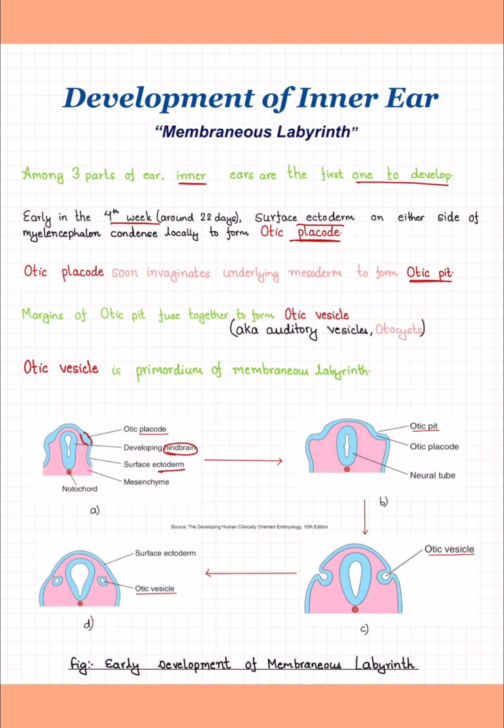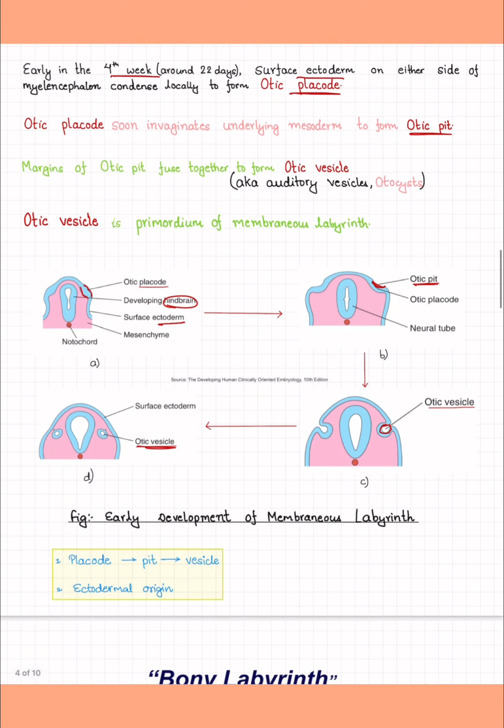This is the otic pit. This depression is known as otic pit. Now, the margins of otic pit fuse together to form otic vesicle. You can see this is otic pit, this undergoes invagination, and finally its margins fuse and give rise to otic vesicle. Hence, basically we can see that first otic placode is formed in the surface ectoderm, then it undergoes invagination to form otic pit, and finally otic vesicle is formed.